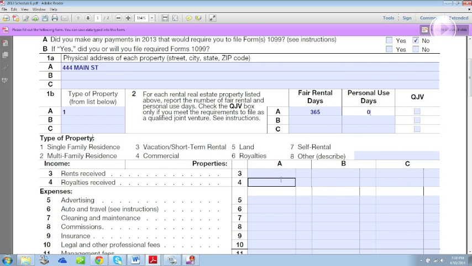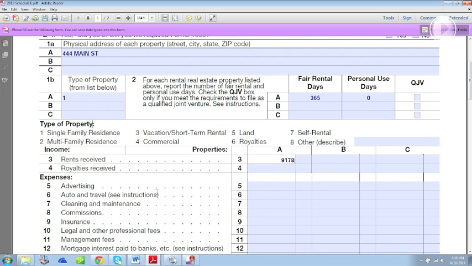And we'll just say for the rents received, you've received $9,178. And then you can put your advertising costs, your auto and travel. You can actually deduct mileage for your business or for your investment activity right here, or you can take actual expenses and depreciation of your vehicle, depending on how much of the vehicle was used for this activity. You have to allocate it.